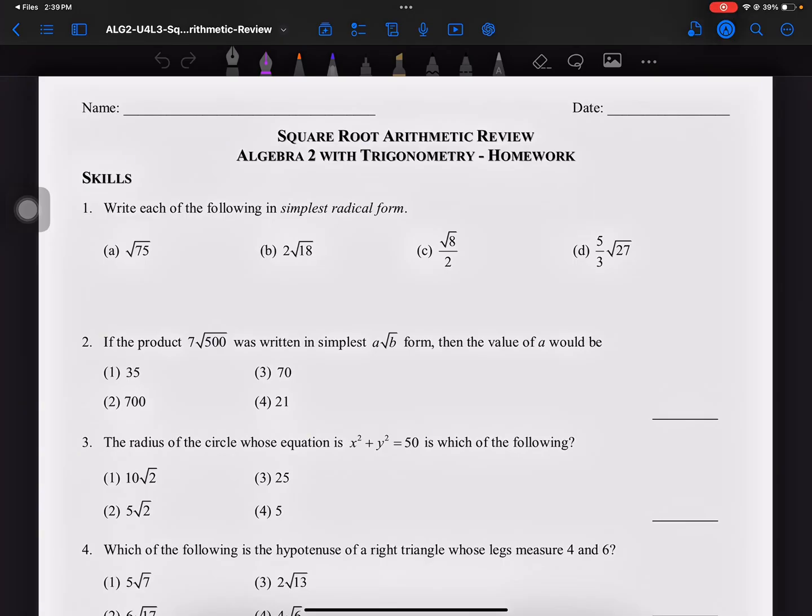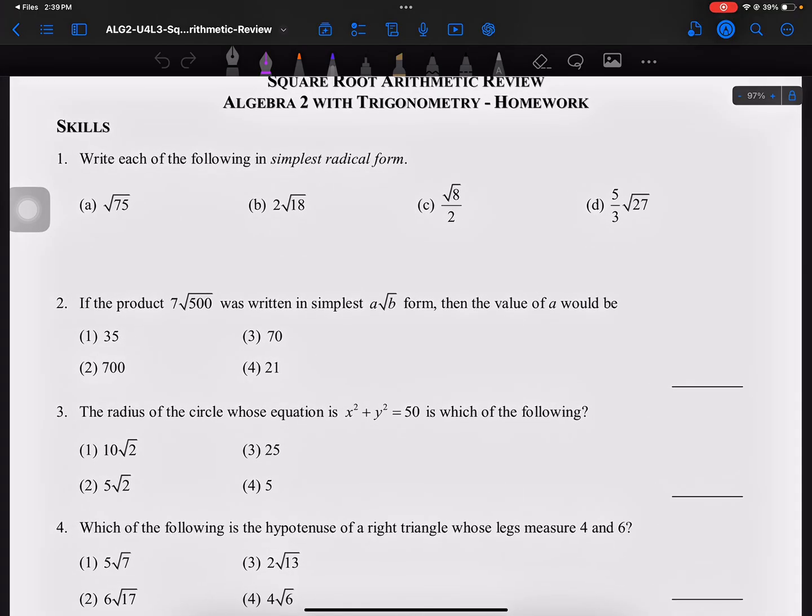On with the homework part. So first, write each of the following in simplest radical form. What is radical form? A radical is an expression with a root sign.